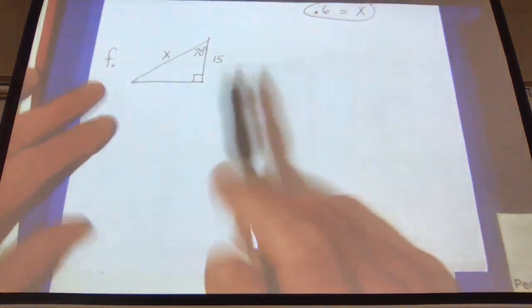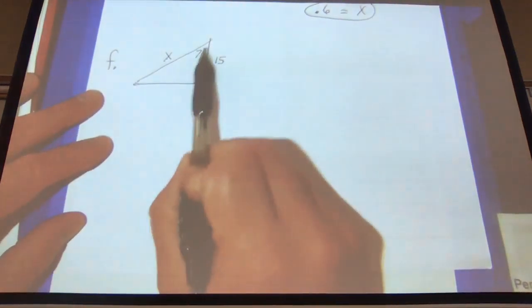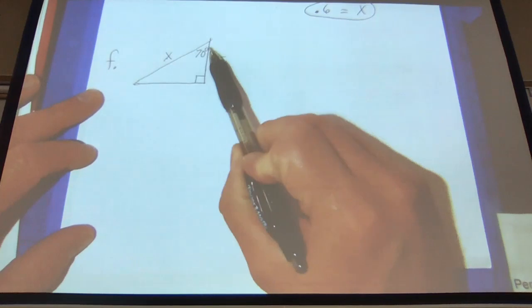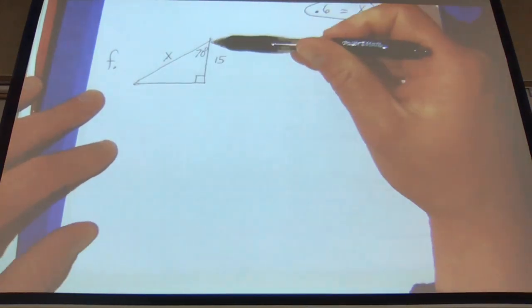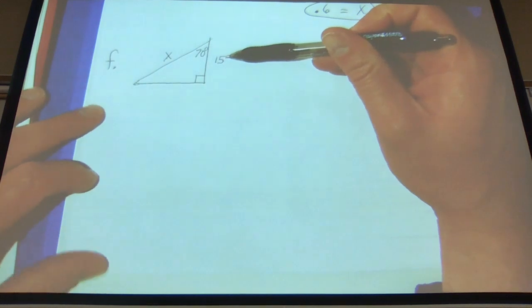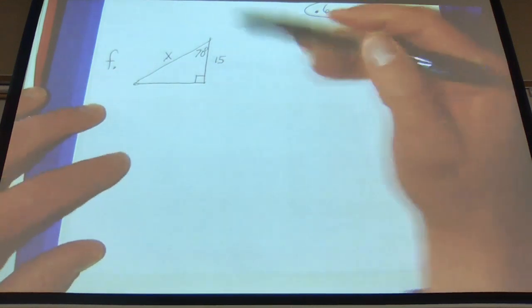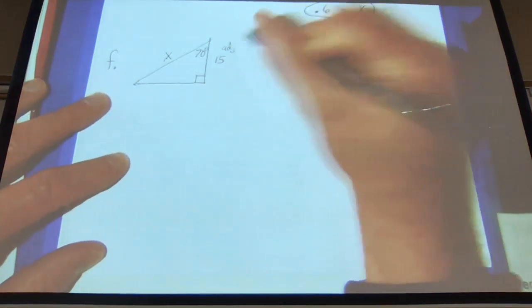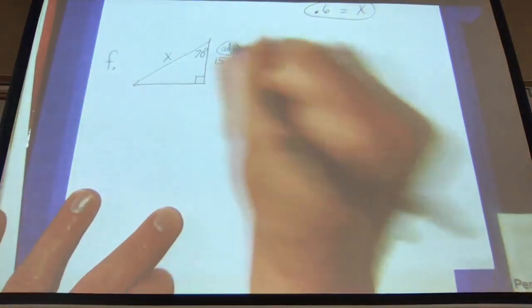And again, I'm going to start by identifying the parts. We've got our 70-degree angle. That's the non-right angle they're giving us. The 15 right next to it, is that going to be hypotenuse, adjacent, or opposite? Adjacent. That's right next to it, and it's not the hypotenuse, so that's your adjacent side.